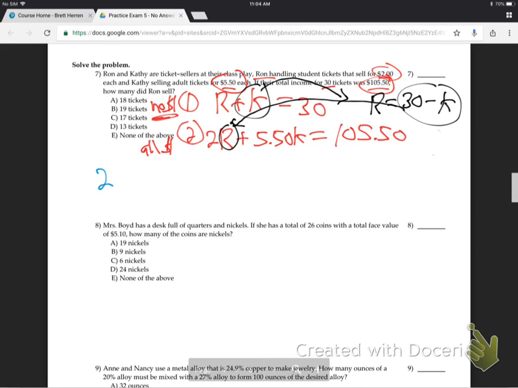So here we go. I've got 2 times R. What is R? 30 minus K. So there's my R. Plus 5.50K is 105.50. Good so far?